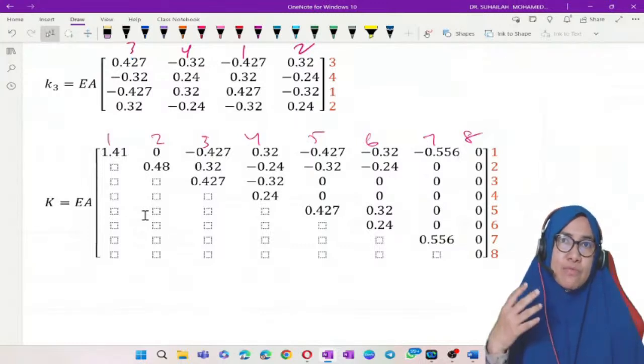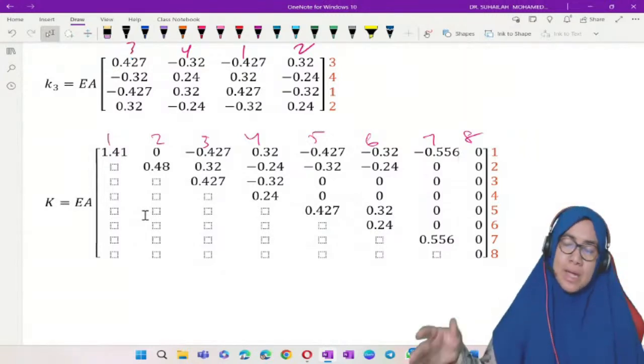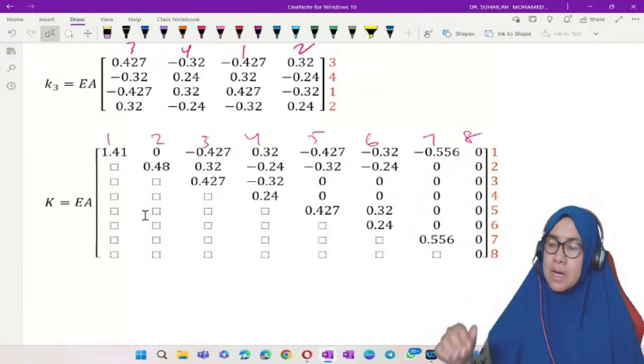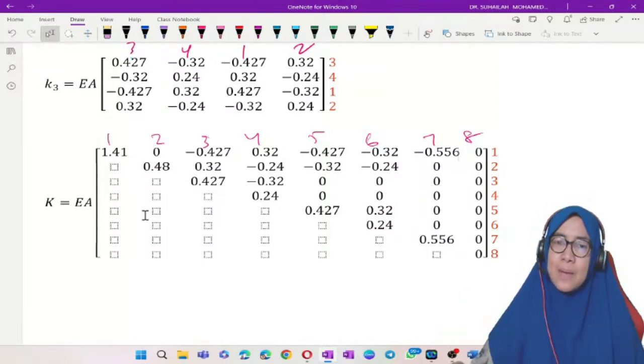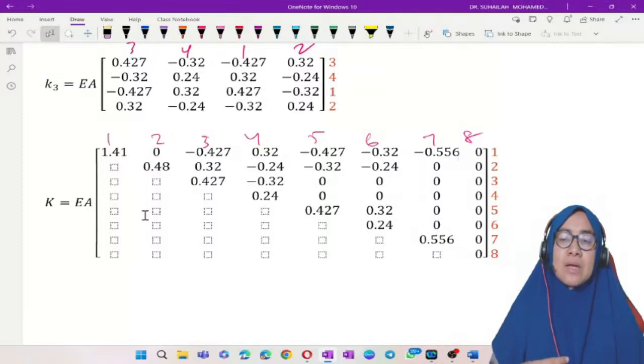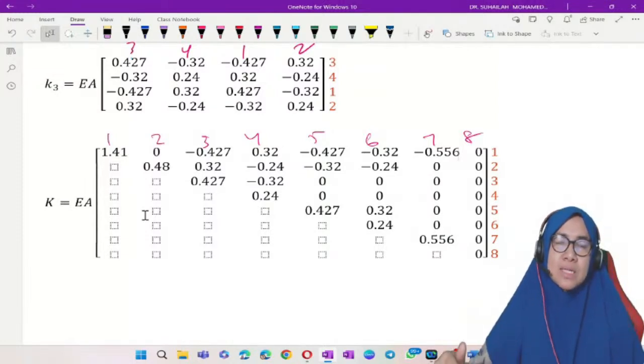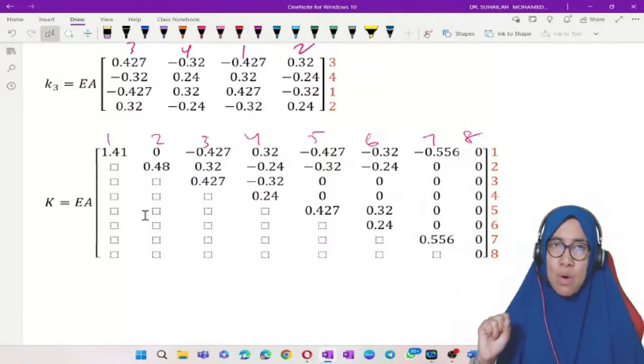We give it in full like this whenever the question states "establish structure stiffness matrix." Then only do you have to give the whole 8 by 8. However, if the question has no sentence about giving the whole structure stiffness matrix, we just need to focus on the unconstrained system only.